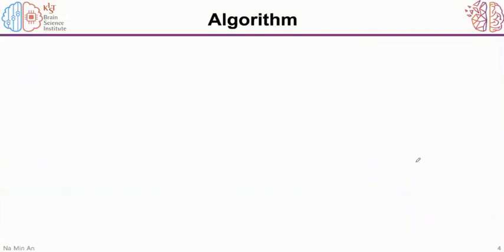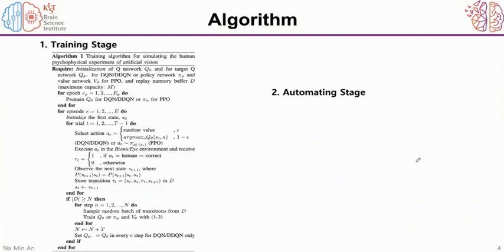Our feedback framework consists of 2 phases, training and automating. Here is a pseudocode for the training stage. We first initialize the parameters theta for the Q network, or phi and theta for the value and policy network respectively. Also, we set replay memory buffer D, which will store the transitions of experiences, state, action, reward, and the next state for the agent, with the maximum capacity of N.